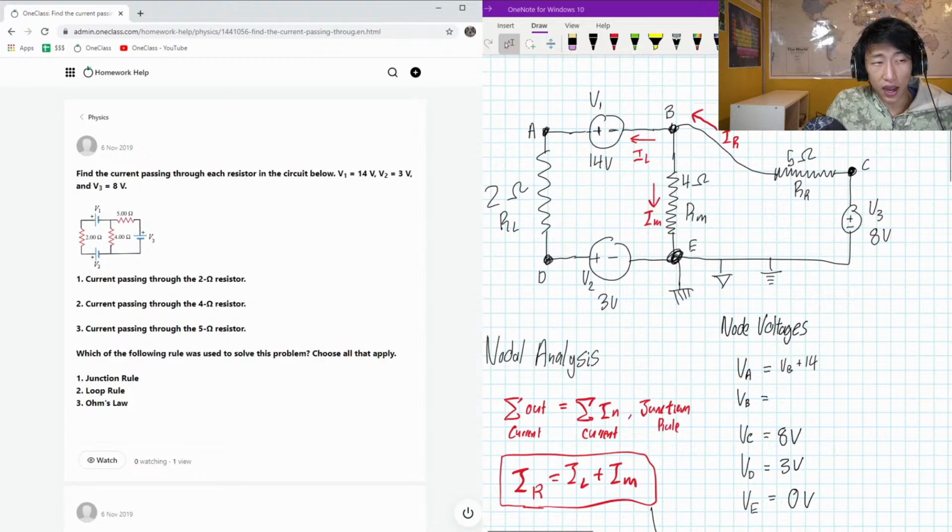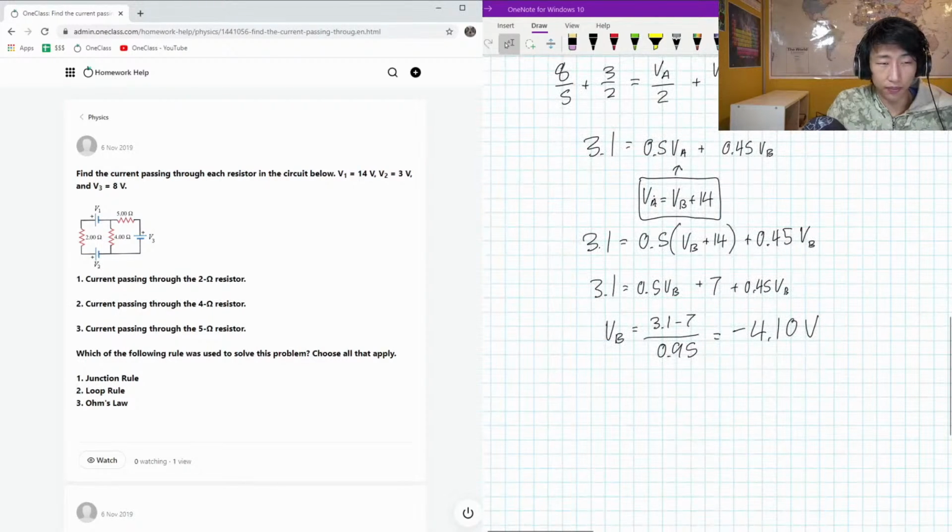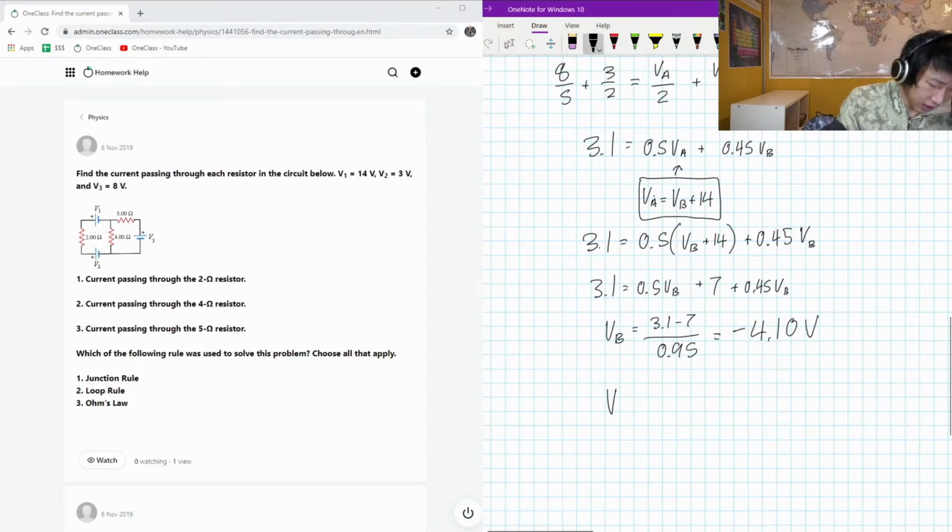it's got to be 14 higher than VA, right? So knowing VB is that, and VA is just 14 higher than that, we can easily calculate VA. 14 plus negative 4.10, and that will give us, is that 9.9? I'll double check that on the calculator, because we can't always trust ourselves. Minus 4.10. Yep, 9.9 volts.